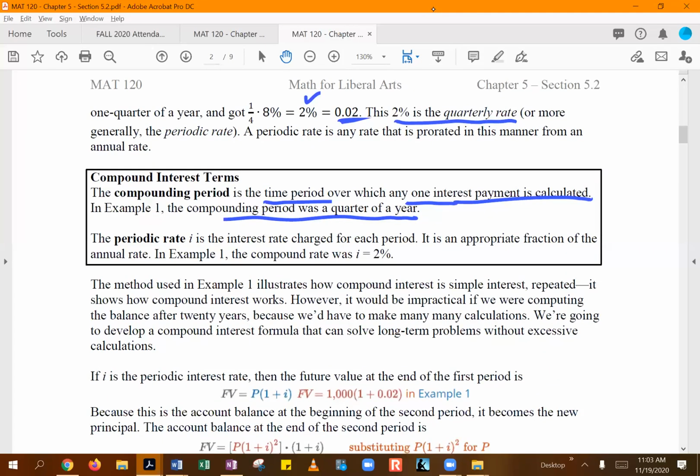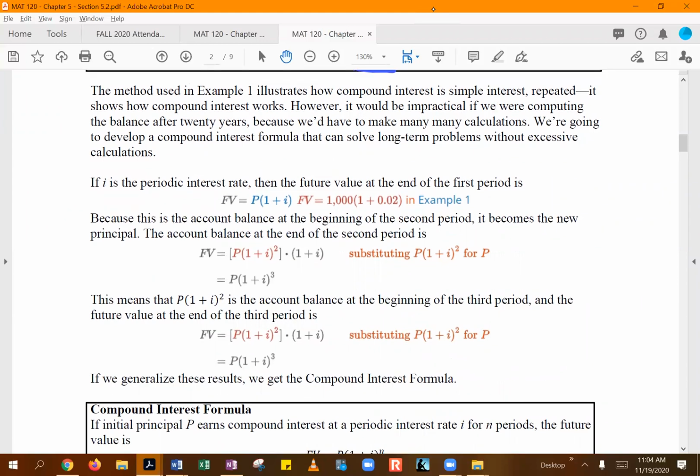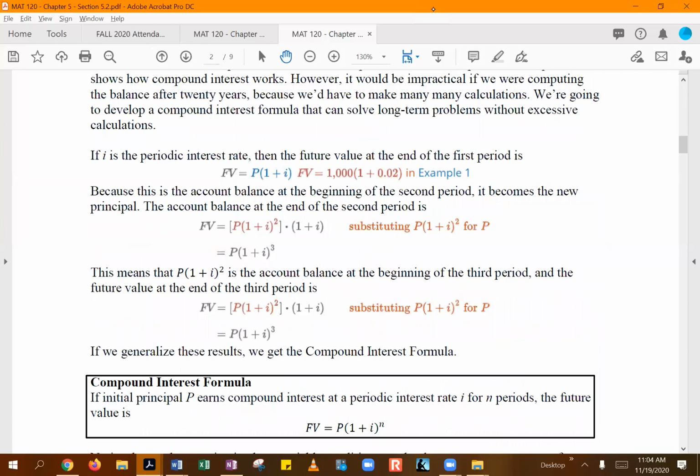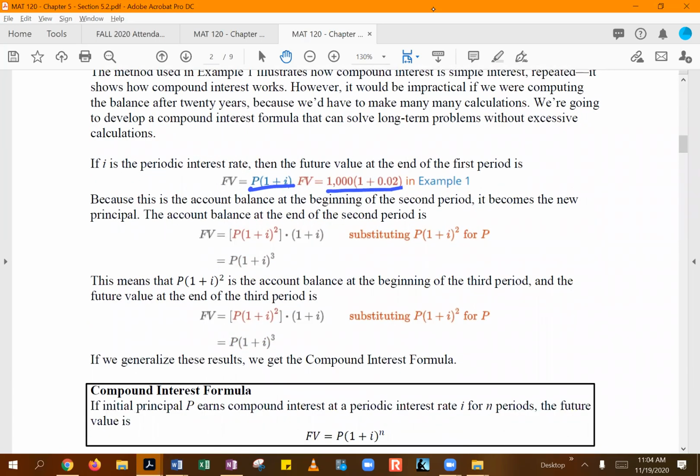Now they're talking about the periodic rate. I is the interest rate which is charged for each period. So of course, in our example, our periodic rate was going to be 2% because we took that 8% and divided it by 4. And so they're actually getting into the whole calculation here of how they are coming up with the compound interest formula in comparison to the simple interest formula. So they're starting out talking about how we started with the principal amount and we added 1 plus I. And remember, I is again this periodic rate of 2%, specific to our example.